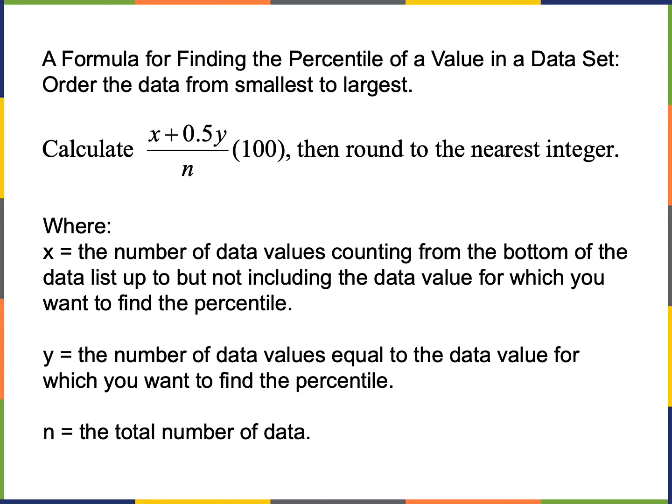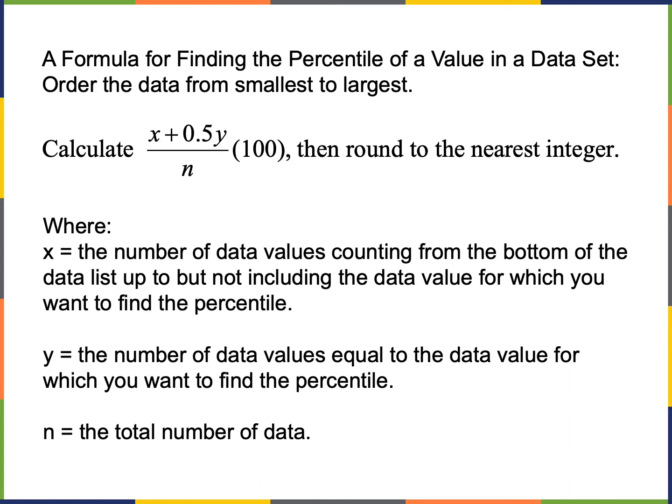So if you have the data, you go from smallest to largest. This is our formula, okay? It's basically going to give us the k. So x is going to be the number of data values counting from the bottom up to but not including the data value for which you want to find the percentile. So it's not exactly i, but it's close. It's actually i minus 1. If you understand that i is the position of the data value, x will equal i minus 1. Okay, so it's the number of data values before that one that we care about. And then y is how many times does it repeat?